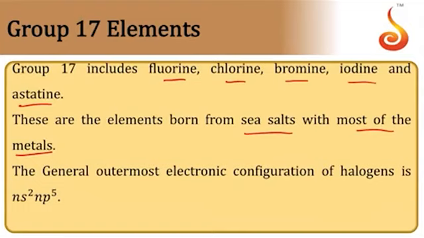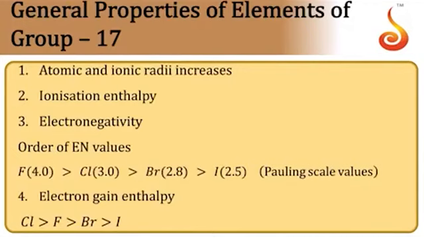The general configuration of these elements, the halogens, is ns2 np5. They have 7 electrons in the outermost orbit. Let us take the general properties of these elements. Atomic radii and ionic radii increase down the group.